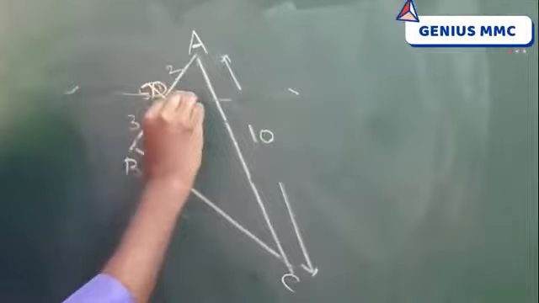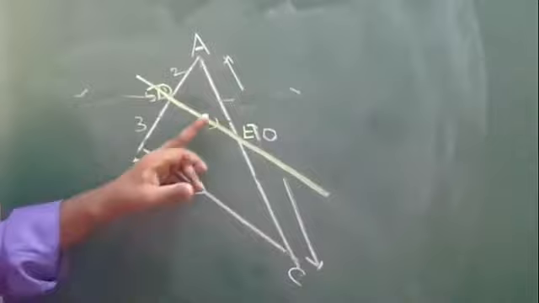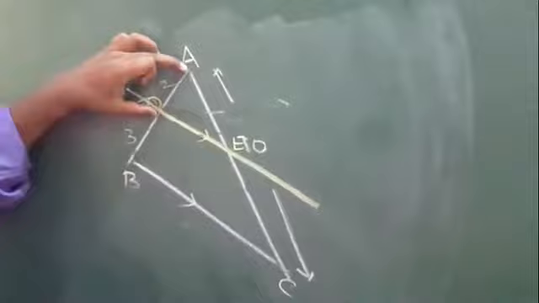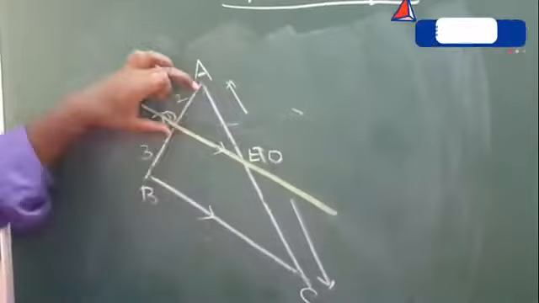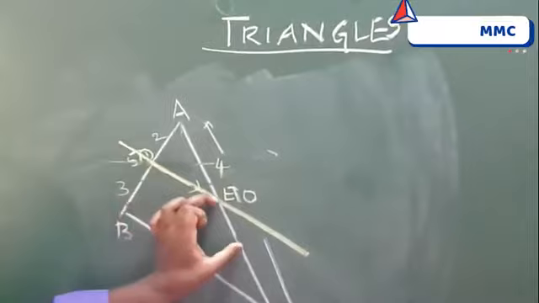Now, you observe this DE is parallel to BC. After drawing the parallel, we measure. Here AD is what? 2. I told you this is 2. The remaining portion is what? 3. And you observe the other two sides. This is 2. See here, across, it is doubled. That becomes how much? 4. Here the remaining portion is 3. Here this also doubled. See? It becomes how much? 6.